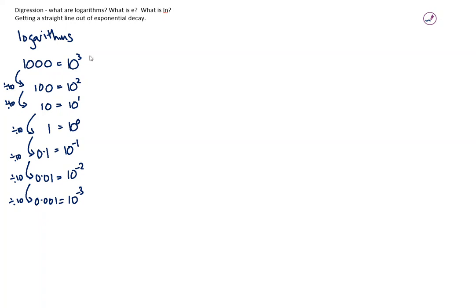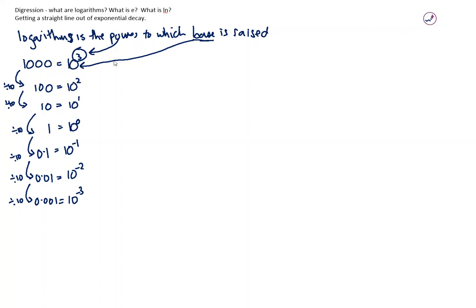So what we would then say is, the logarithm is the power to which the base is raised. Let's just think about that for a moment. So the logarithm is the power to which the base, in this case the base is 10, is raised. So the logarithm to the base 10 of 1,000 is the power to which 10 has been raised. So that's 3.